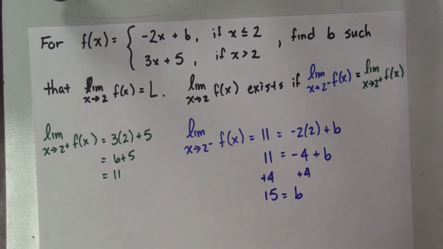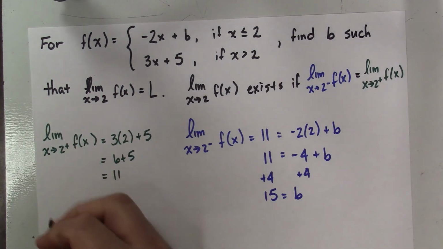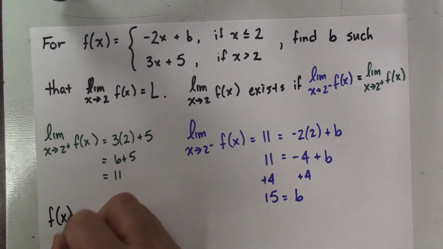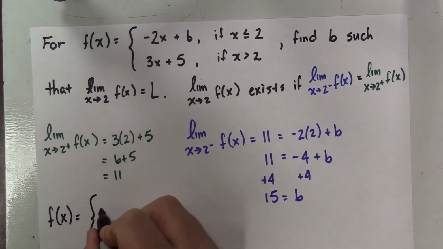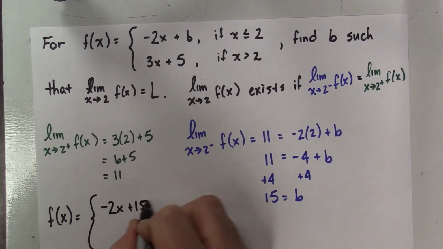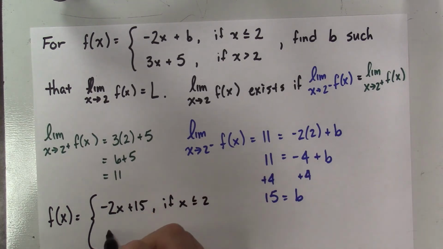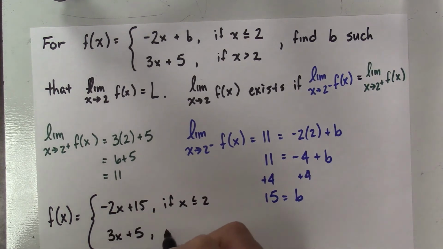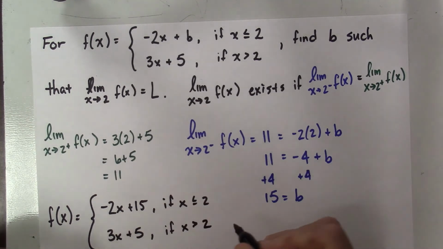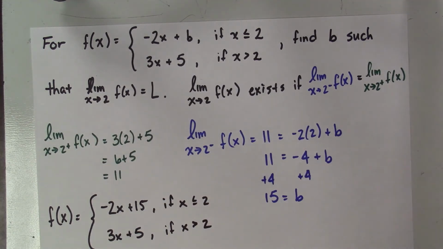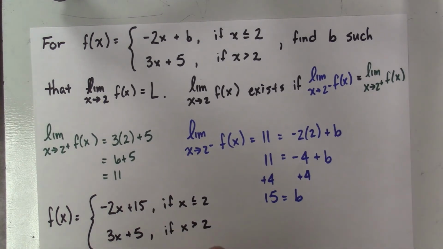So, if b is 15, we can say f of x equals negative 2x plus 15 if x is less than or equal to 2, and 3x plus 5 if x is greater than 2. And if that is true, then the limit as x goes to 2 without regard for direction is 11.